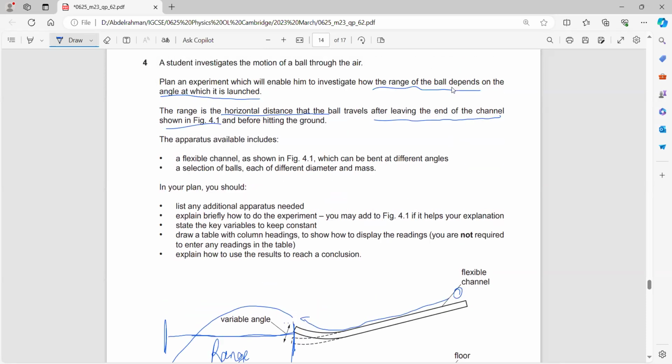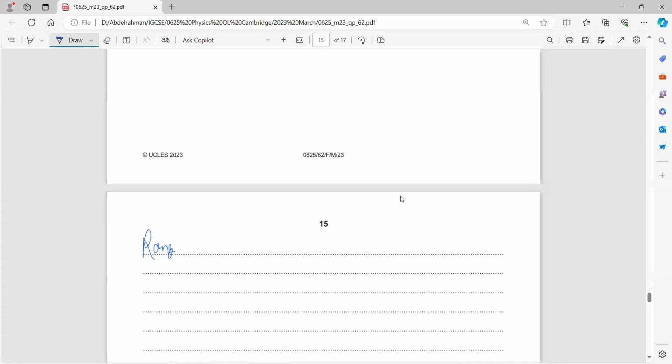The only thing I'll be changing in this question is the angle, the variable angle. Again, plan an experiment that will enable him to investigate how the range of the ball depends on the angle. So the thing you will be changing, the range of values, would be the variable angle. This is the independent variable. What is it? It's the variable angle.